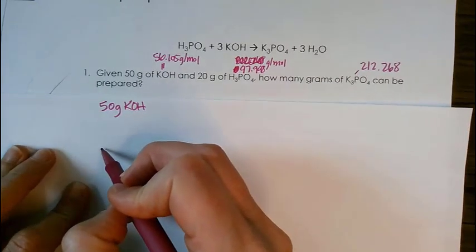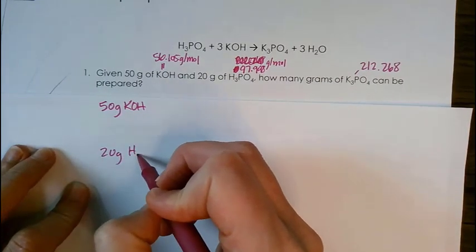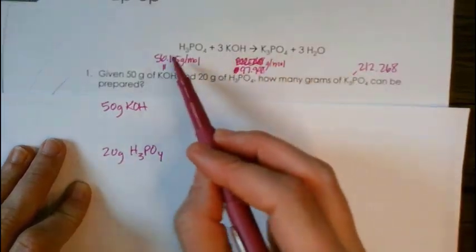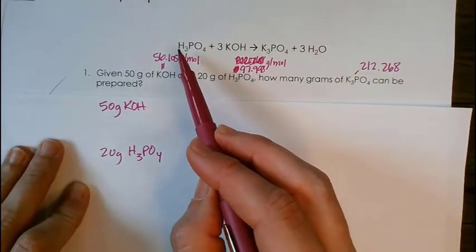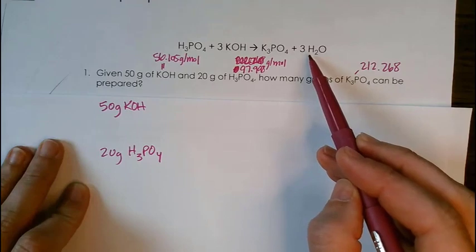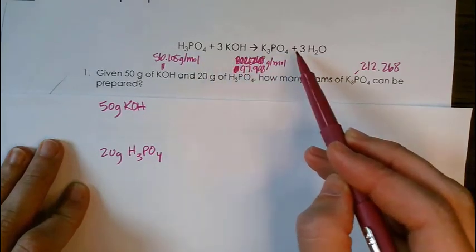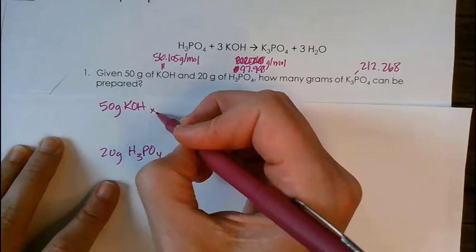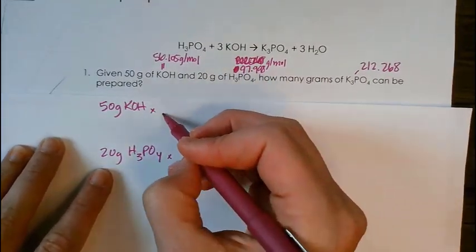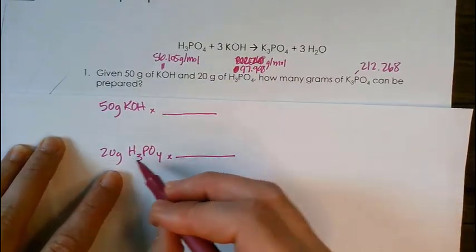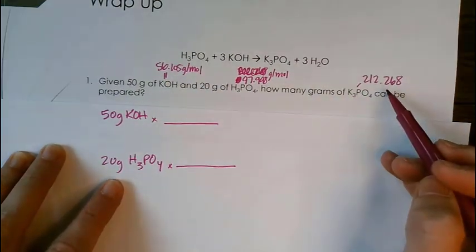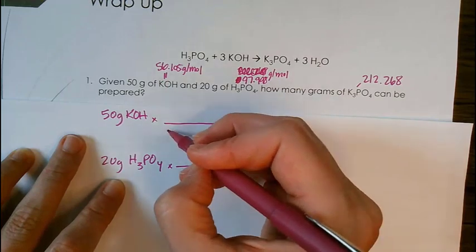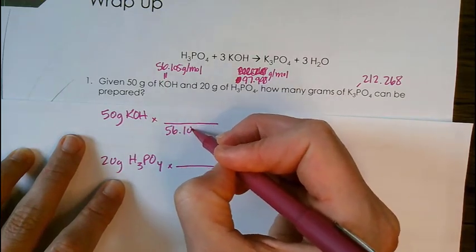So I'm going to start out and say I've got 50 grams of KOH, and then down here, 20 grams of H3PO4. I always like to double check to make sure that my equation is balanced. And it looks like 6 H's, 6 H's, 3 K's, 3 K's. We look good. So first, I'm going to go from grams of both of these to moles of both of them.